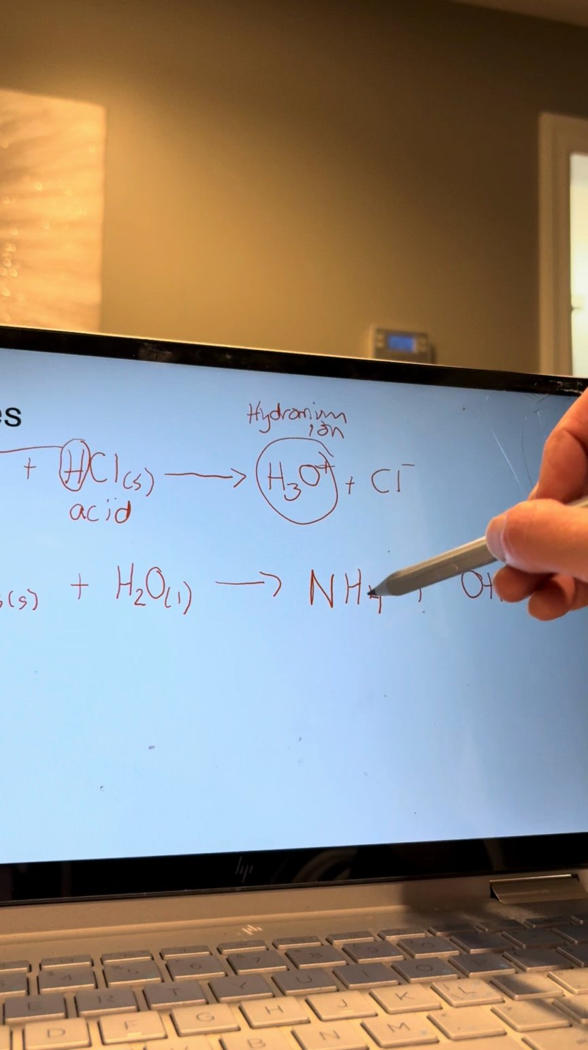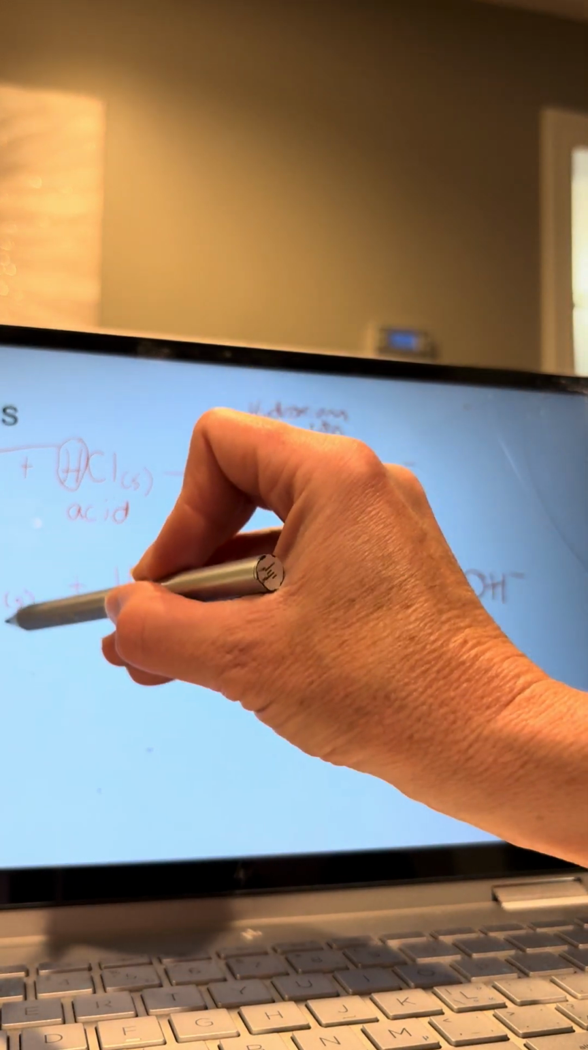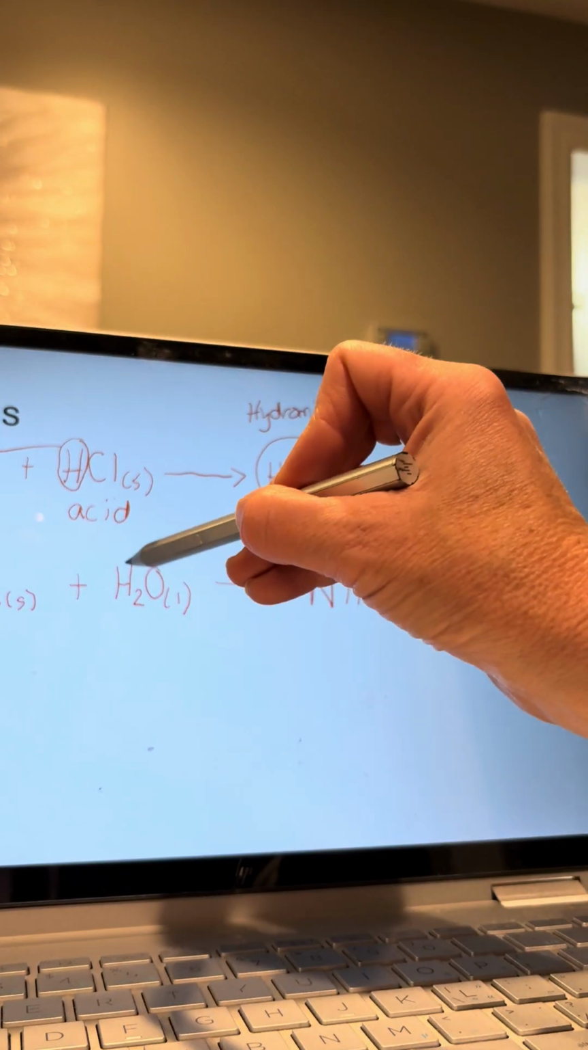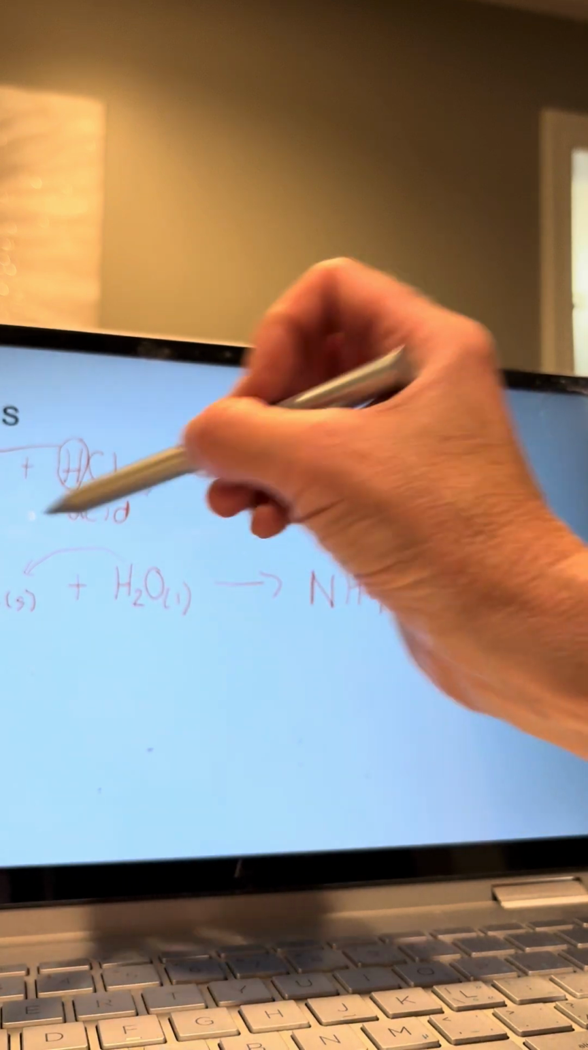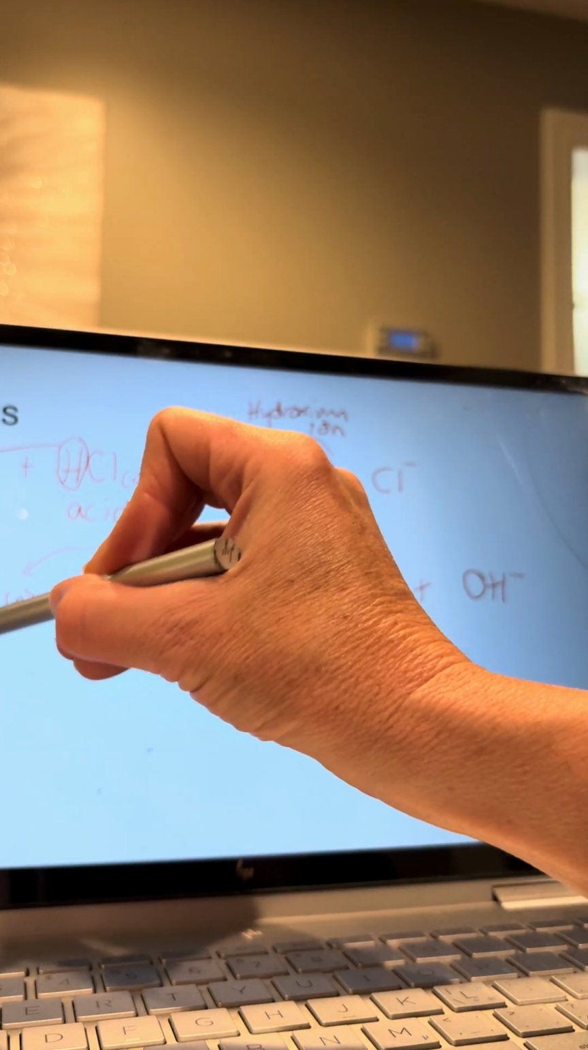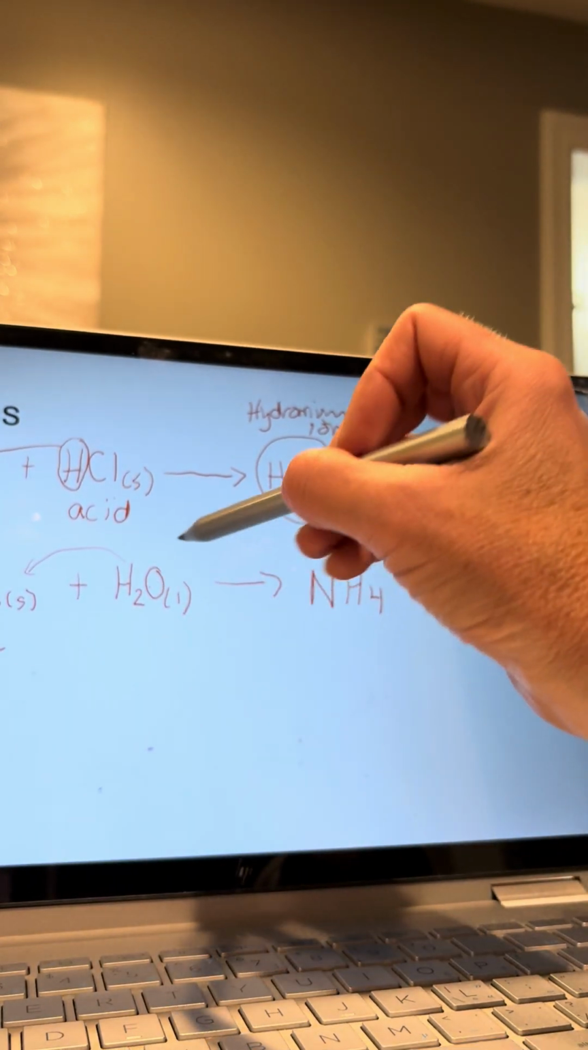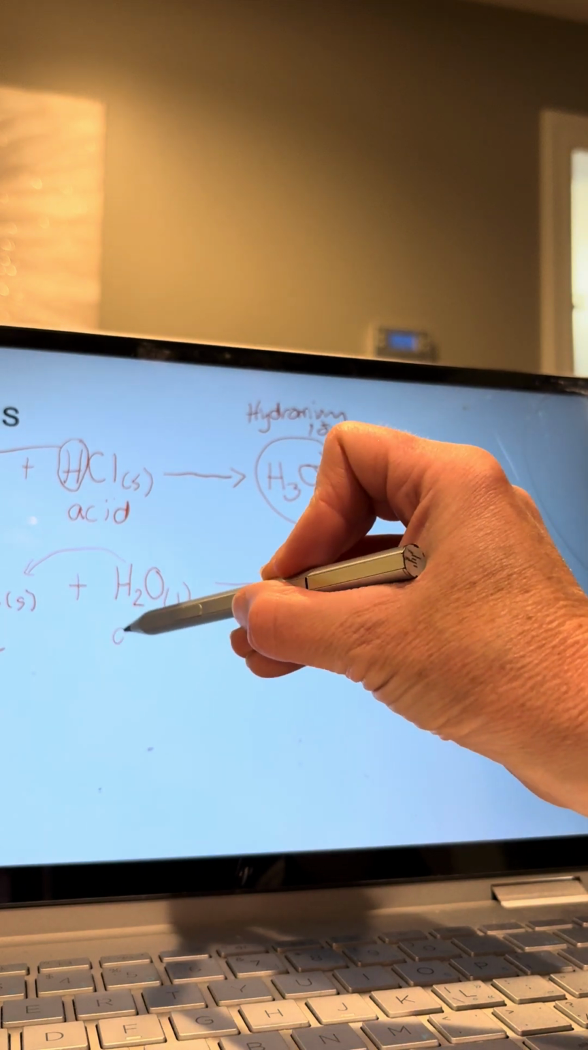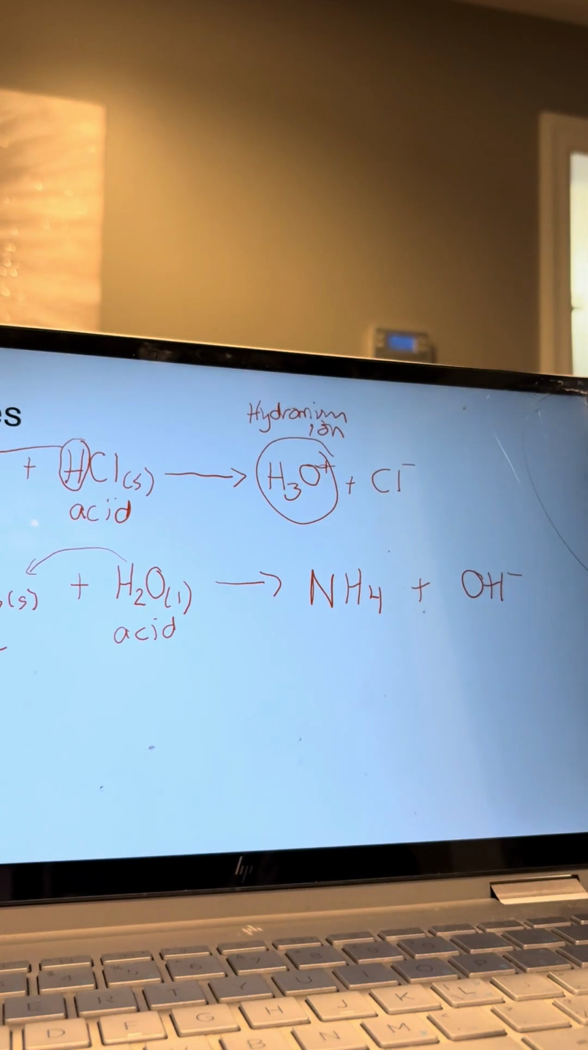So in this case here, because this one accepted the hydrogen from the water, then in this case here, this would be the base. And the water in this case would actually be an acid. And again, it's based on the fact it's all about where does the hydrogen go.